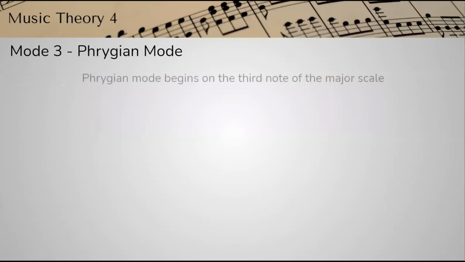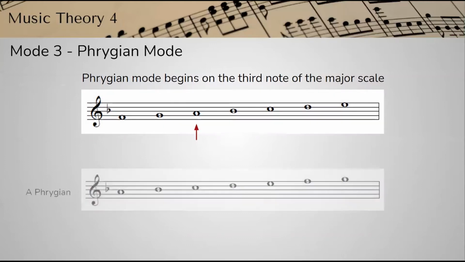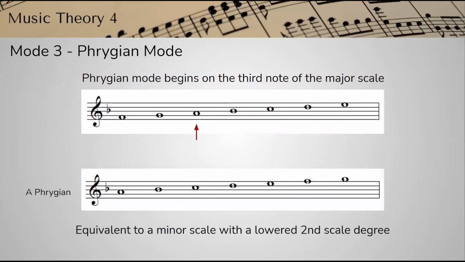Next is mode 3, which is Phrygian mode, and Phrygian mode begins on the third note of the major scale. So in this case, A. And our A Phrygian scale is the same as a minor scale, but it has a lowered 2nd scale degree. So A minor should have a B natural in it, but this A Phrygian scale has a B flat in it. It's the lowered 2nd scale degree.